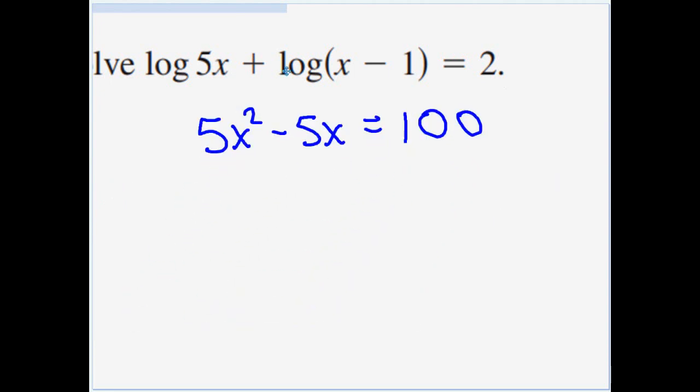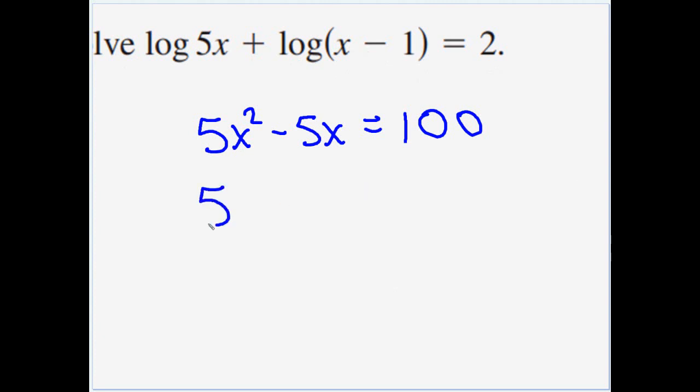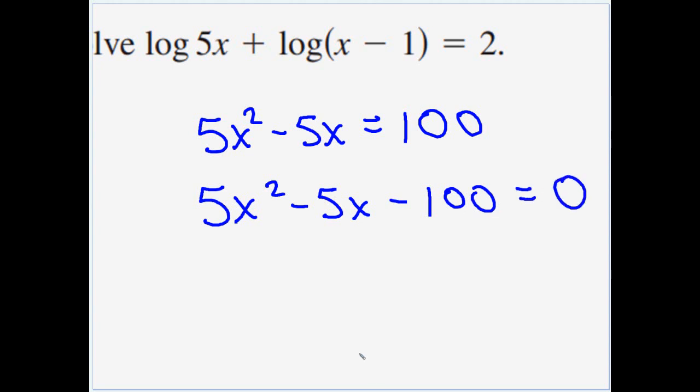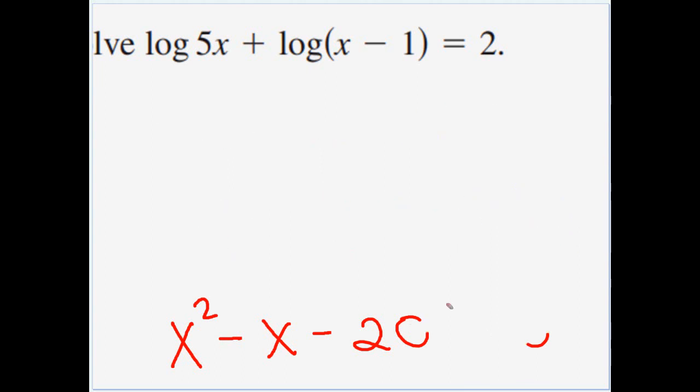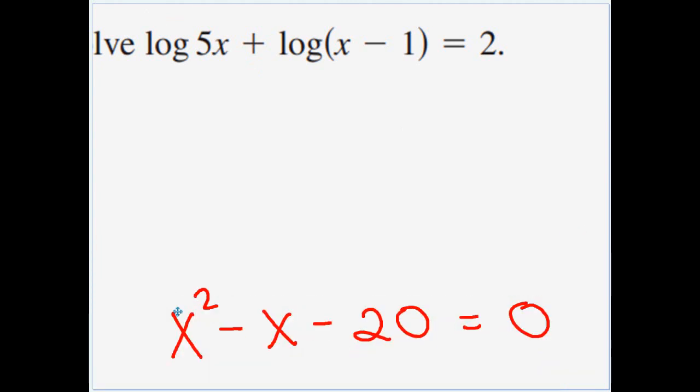Okay. Well, before we factor things, we do like to have them set equal to 0. So I would subtract the 100. 5x squared minus 5x minus 100 is equal to 0. And then I notice all my coefficients are multiples of 5. So I'm going to divide everything by 5. That'll make my factoring easier. So what we now have is x squared minus x minus 20 is equal to 0. Whoa, I didn't mean to erase that. There we go.